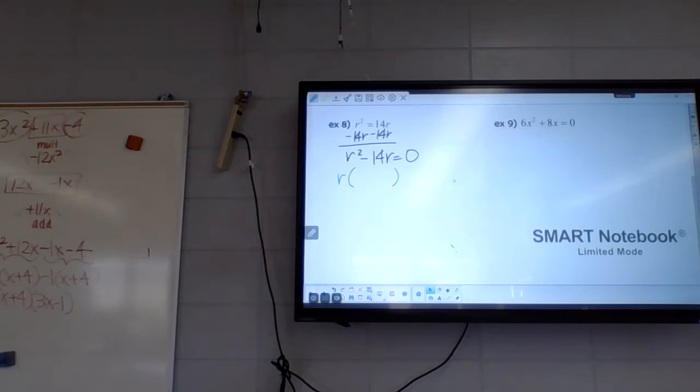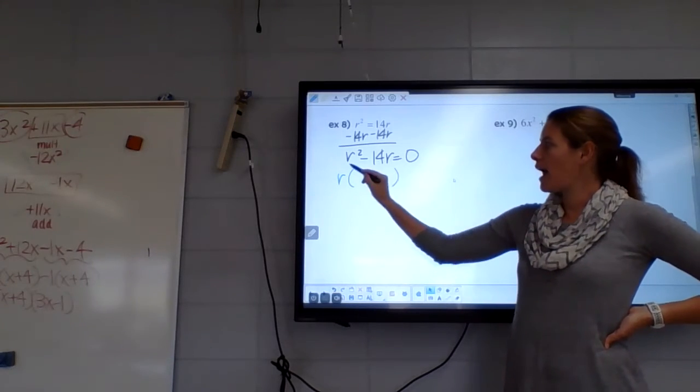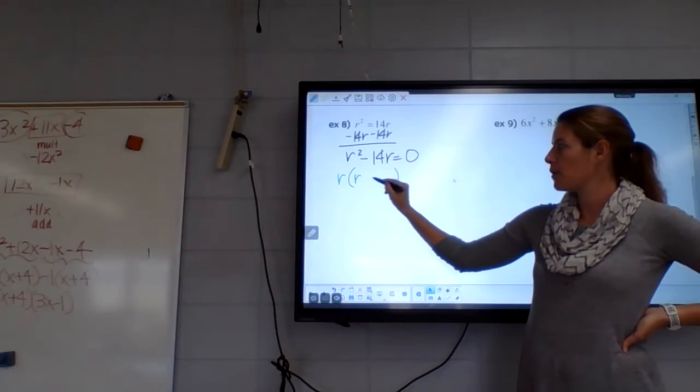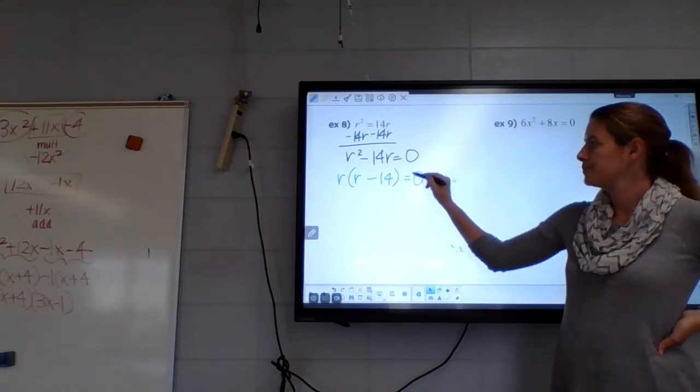I mean, it probably didn't work very well. I guess the moral of that story: it probably just didn't work very well for you. So we're pulling an R out of each of these. If I take an R out of that, I'm just left with an R. If I take an R out of this one, I get minus 14.